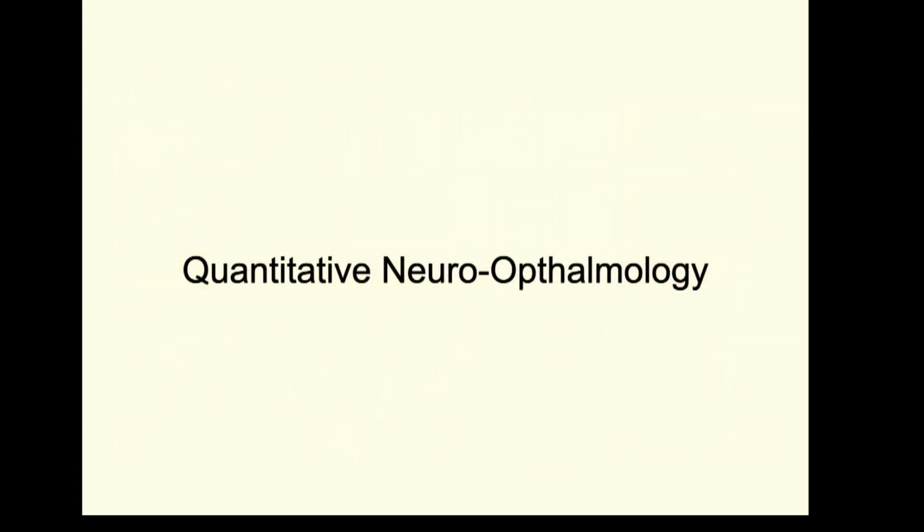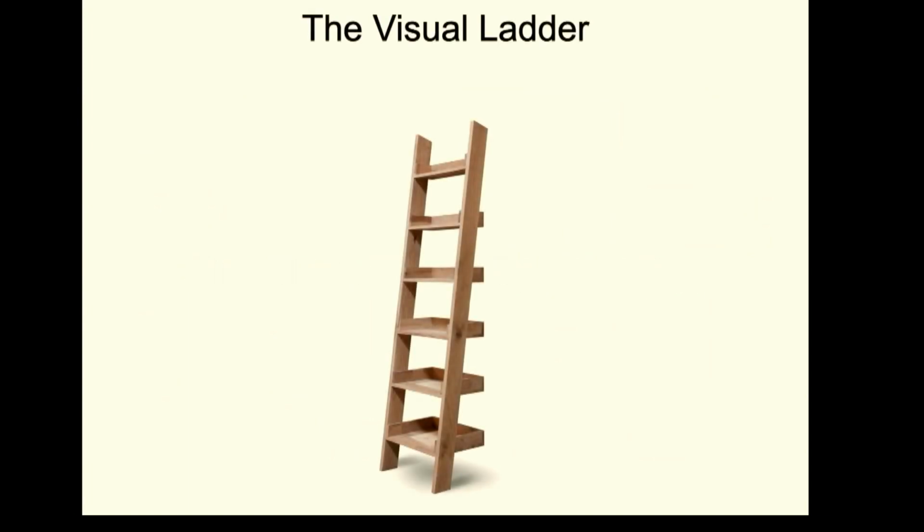The approach we take, we call it quantitative neuro-ophthalmology. And basically, I think of it like a ladder. You've got low functions, that could be even pupillary responses and so forth. You've got high functions, it could be face recognition, color, fancy motion perceptions, and so forth.